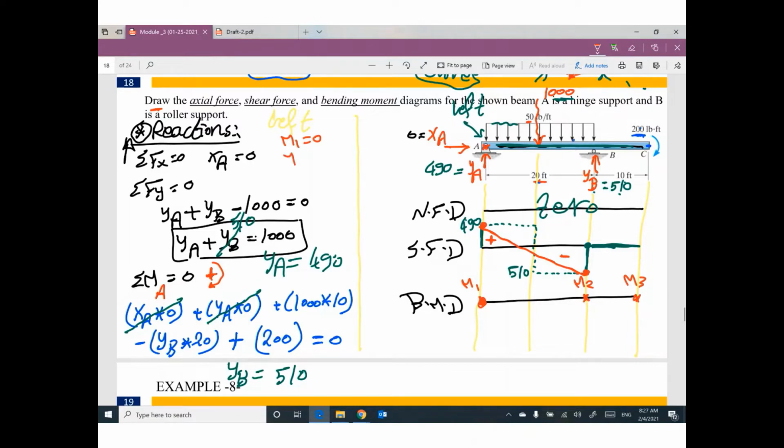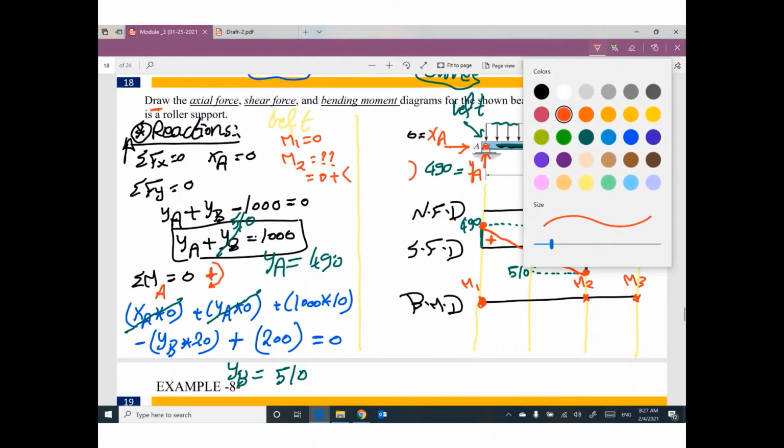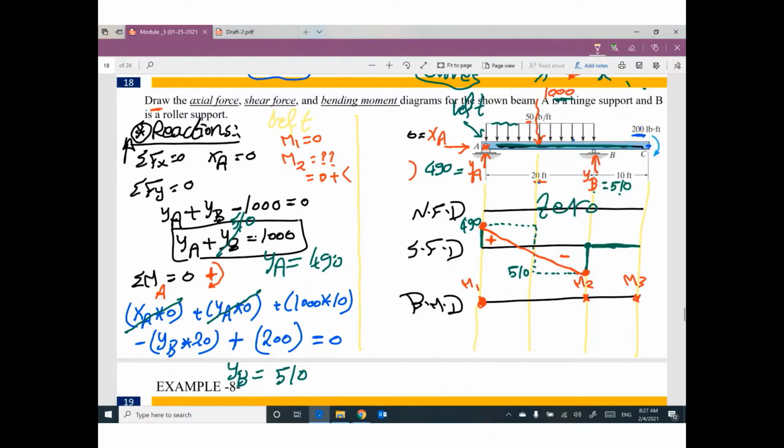M2. What is the value of M2? Equal M1, which is 0, plus area of shear in between. Do you have area of shear between the 2 points? Yes, we have. Unfortunately, we have this little triangle and this little triangle between point 2 and point 1.